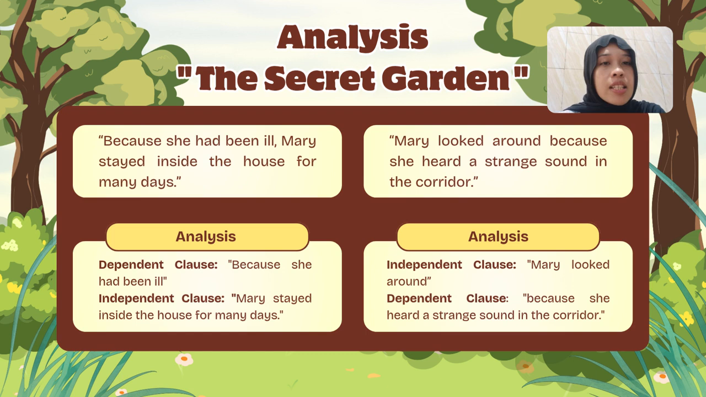Okay, the first sentence is, because she had been ill, Mary stayed inside the house for many days. The dependent clause is because she had been ill. It is dependent because it starts with because and the meaning is not complete if it stands alone. If we only say because she had been ill, the listener will still need more information, right?